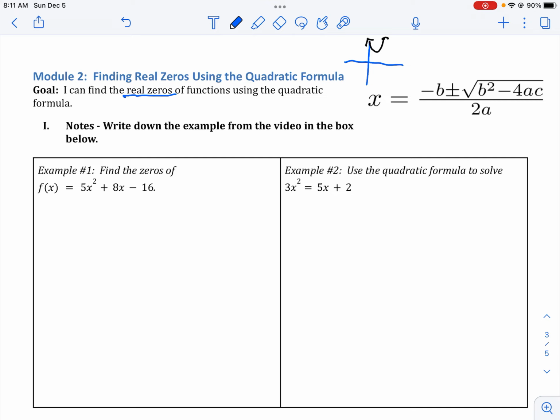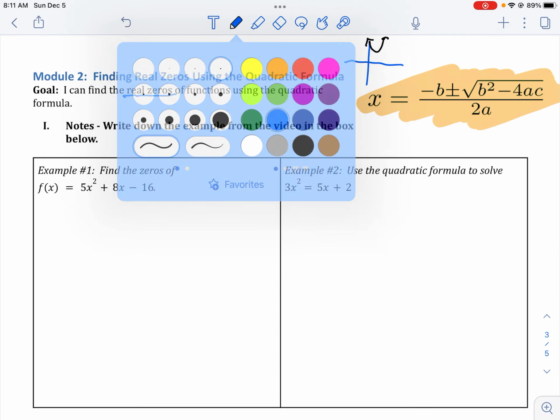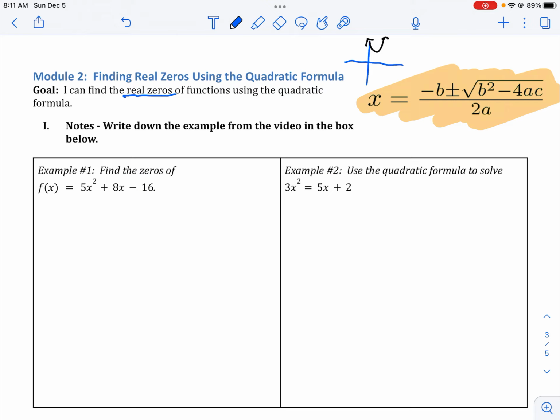So looking at example 1, it says find the zeros of f of x equals 5x squared plus 8x minus 16. And here is our quadratic formula up here. Now, if this is your first time seeing it, it looks long and it's got a lot going on, but if you follow the procedure step by step, it can help us solve all these quadratic functions. So the first thing we have to do is identify what our a, our b, and our c is, because those are what we're going to substitute into the formula.